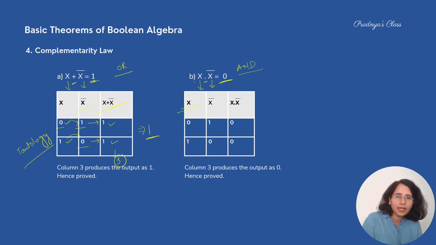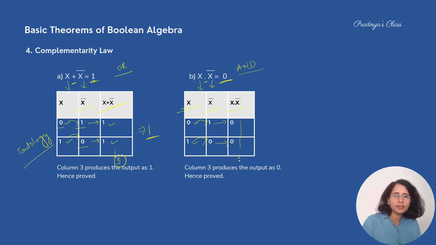First I have taken x, then x bar, and then perform the logical AND on these two variables. So the value of x is 0 and 1. Then find out the complement of it. 0 will become 1, 1 will become 0. And now apply the AND operation. If both the inputs are 1, then only the output will be 1, otherwise 0. So we got 0.